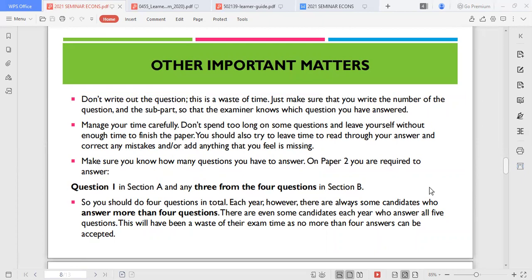But you need to allocate. Some students will say, Miss, 45 minutes is so long. But trust me, paper 1 is more technical than paper 2. So you really need to allocate at least 1.5 minutes for each question in paper 1. Very important, guys.